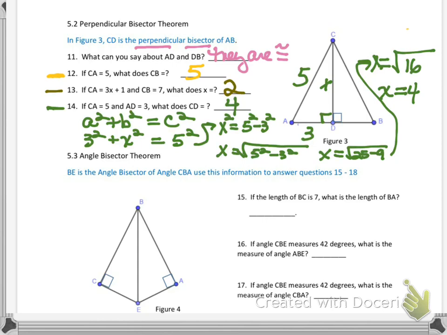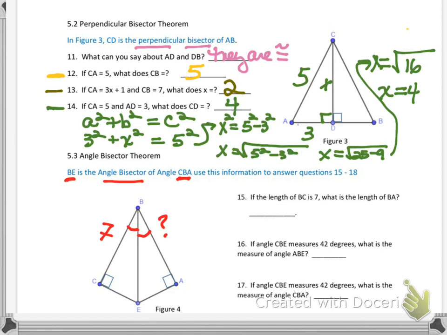So I give you information about that in the blue. It says BE is the angle bisector of angle CBA. Okay, so if BE is an angle bisector of this angle, then that means that this piece equals that piece because it's been bisected, which means cut exactly in half. If the length of BC is 7, what is the length of BA? So what do you need to figure out?